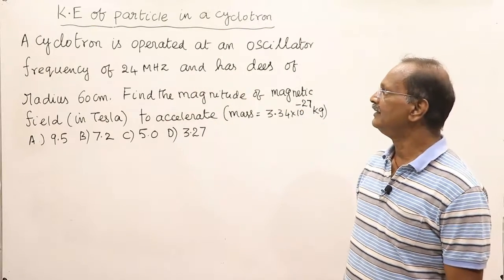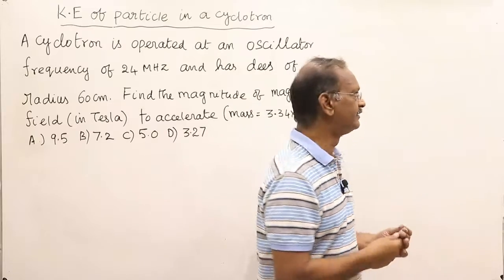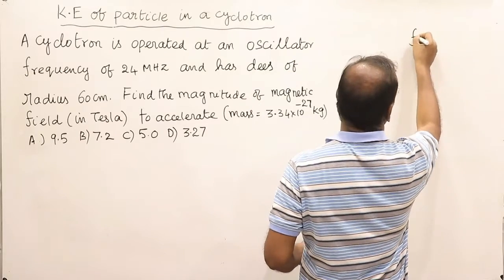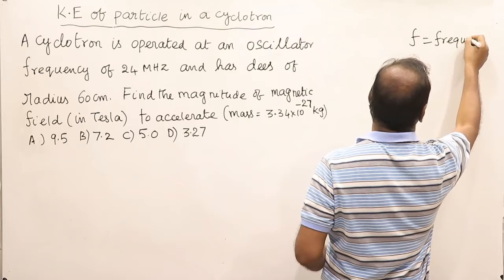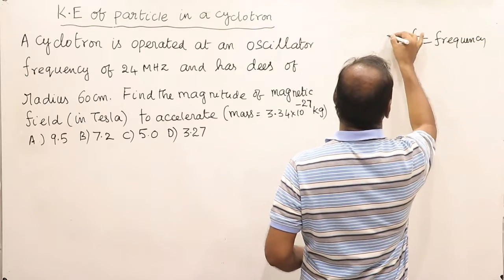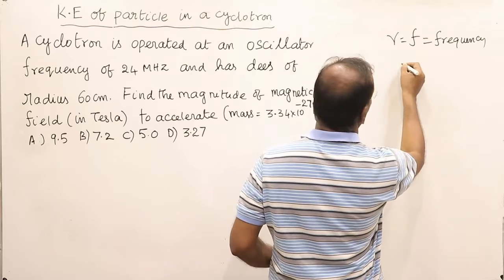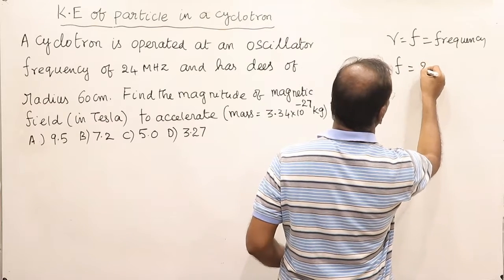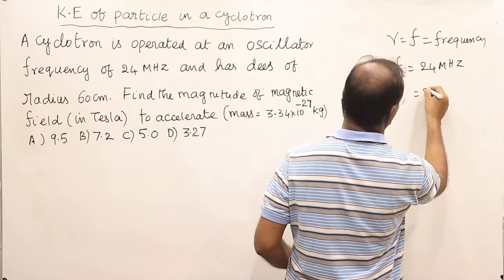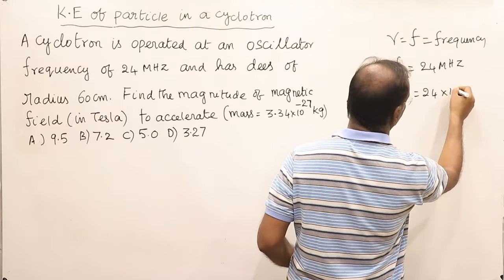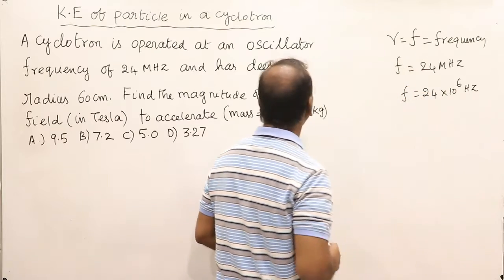A cyclotron is operated at an oscillator frequency of 24 megahertz. The frequency is given by f. In the book, sometimes it may be referred to like this. So frequency is equal to 24 megahertz, that is equal to 24 into 10 to the power 6 hertz. This is the frequency.